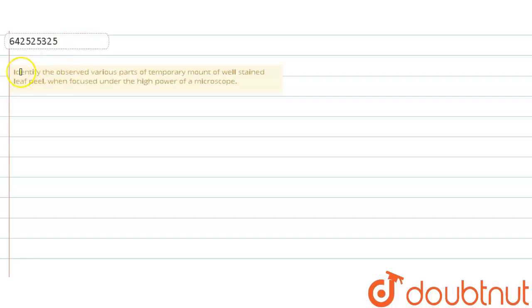And the question says, identify the observed various parts of a temporary mount of a well-stained leaf peel when focused under the high power of a microscope. So in this question we have to tell what are the things that we can see there when we observe under the microscope. So let's understand this one by one.